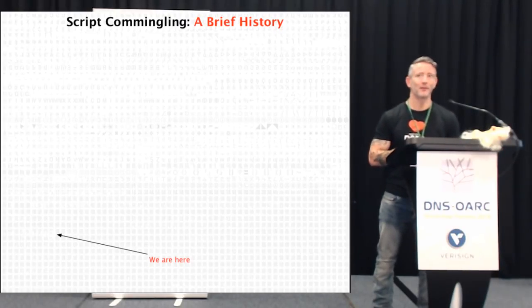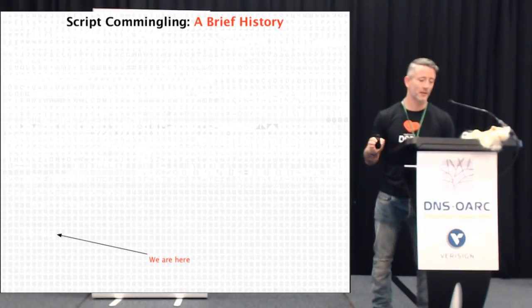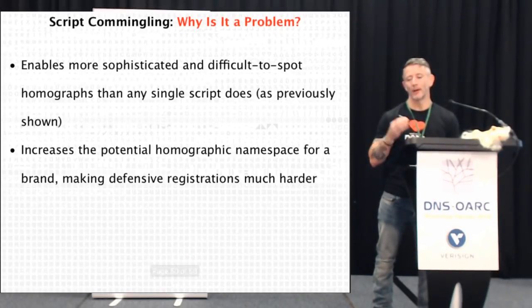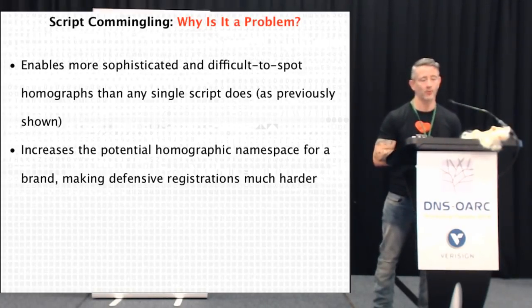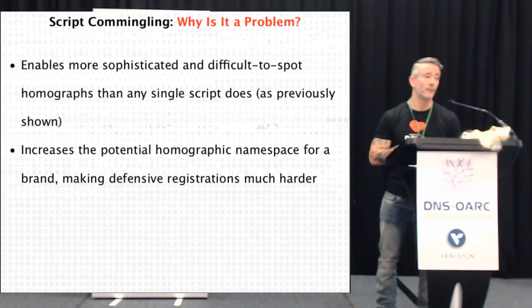Long story short with this brief history of script commingling is that it's a known problem. This was provided to me by Paul Hoffman, actually, at the ICANN. Someone pointed it out. All script commingling was forbidden. And then someone said, hey, there's plenty of legitimate use cases for commingling scripts. So then all script commingling was permitted, basically. And then time passes, and people kind of went like this. So it's sort of Wild West right now. But it enables far more sophisticated and difficult to spot homographs if you can mix Cyrillic and Basic Latin and certain other scripts, Greek and Basic Latin, for example. Increases the homograph namespace, obviously.